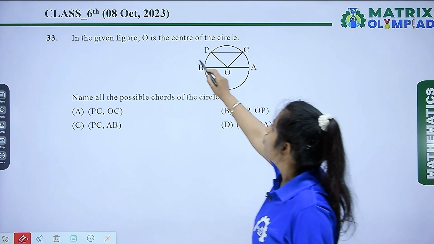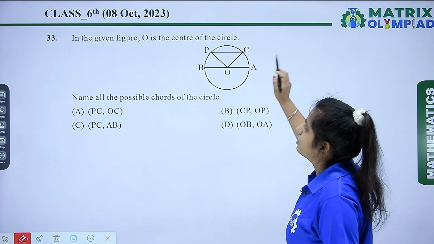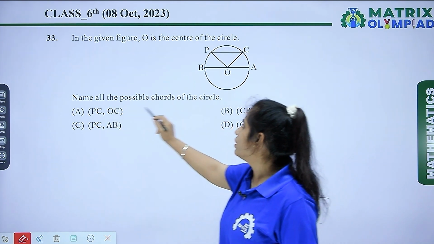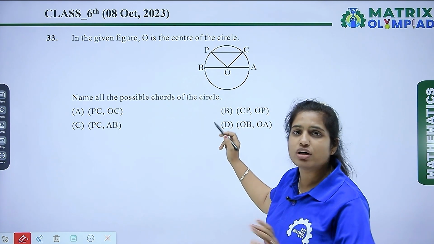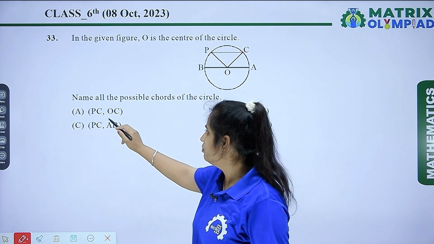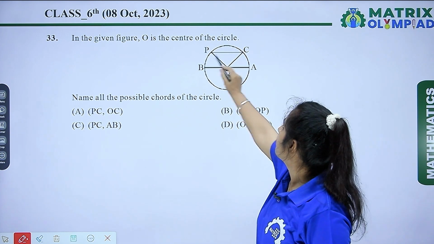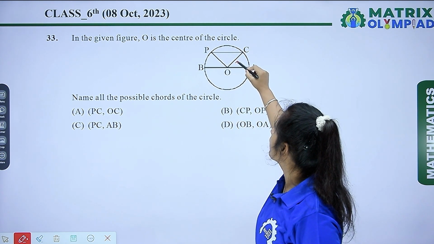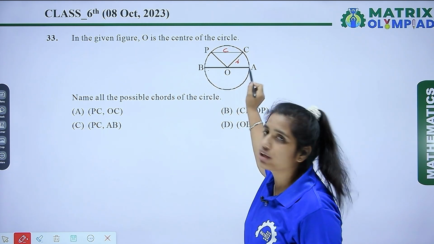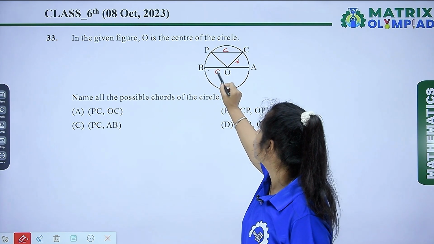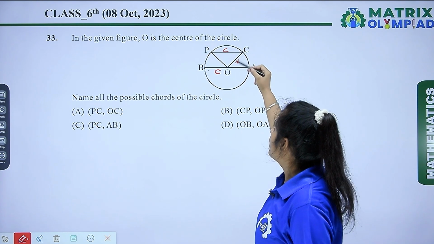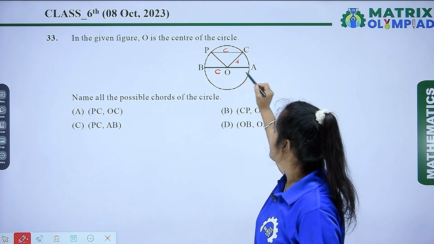In the given figure, O is the center of the circle. O क्या है? Center है circle का. अब हमें क्या find out करना है? Name all the possible chords of the circle. हमें chords बतानी है circle की. So here let's check option A. PC, OC. OC तो हमारा हो गया radius. PC is the chord. तो ये हमारी chord है और एक हमारी longest chord है, that is AB. Diameter जो होती है वो भी हमारी क्या होती है? Chord. So here we have only two chords, PC and BA.